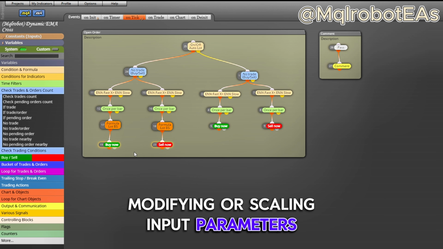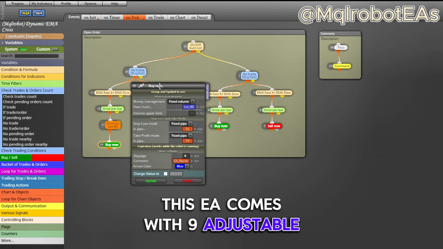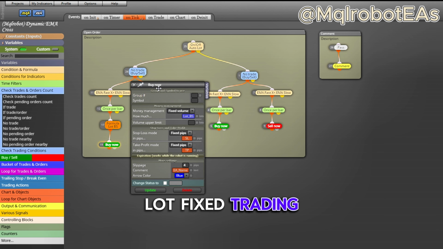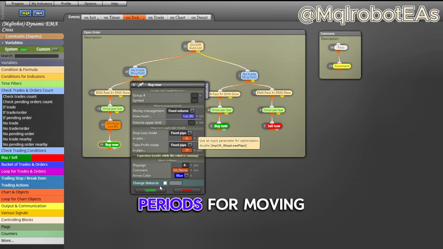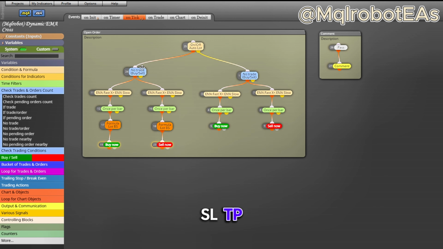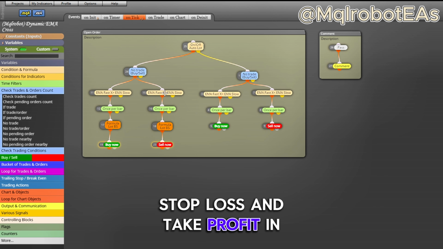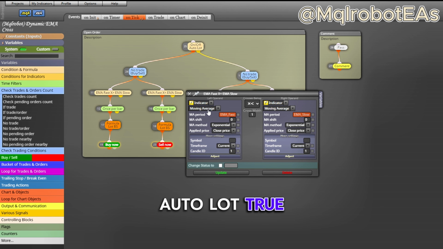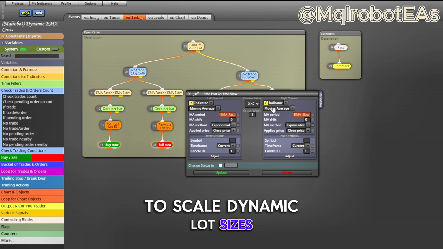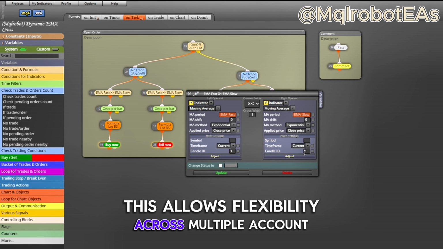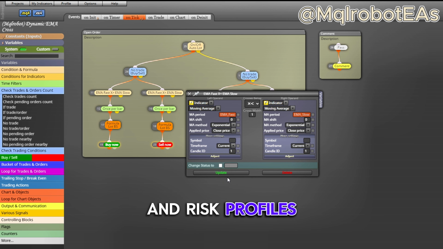Input parameters. This EA comes with 9 adjustable inputs: lot, the fixed trading lot size; EMA fast and EMA slow, the periods for the moving averages; SL and TP, stop loss and take profit in points; auto lot, true or false; and lot X and divide value, used to scale dynamic lot sizes. This allows flexibility across multiple account types and risk profiles.